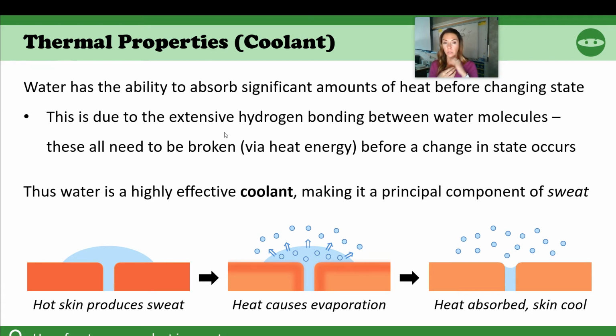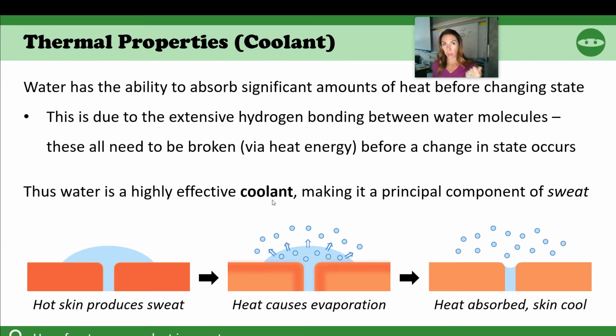It's just a lot easier with something like rubbing alcohol. You can just put rubbing alcohol on your skin and it evaporates right away, right? You put water on your skin, not so much. So there are different points at which it takes to make it a vapor. So we call this a highly effective coolant, right? Because it takes so much energy to make it evaporate.